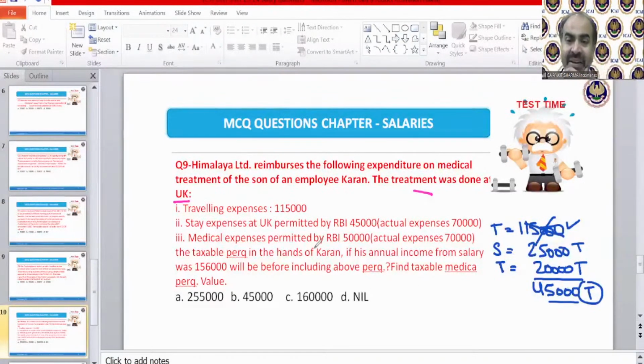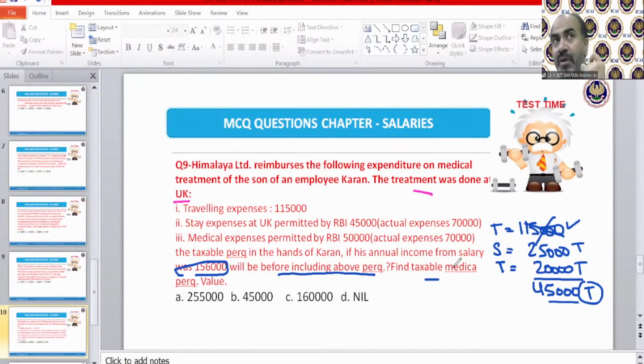It says to calculate his annual income from salary was 1,56,000. The question says that his salary was 1,56,000 before including the above perquisite. Find out the taxable medical perk value. So now we need to find out in this question the taxable value of the perquisite, not the gross salary. We just need to find the taxable value of the perquisite. So can we say it is 45,000? It is not that simple. No.